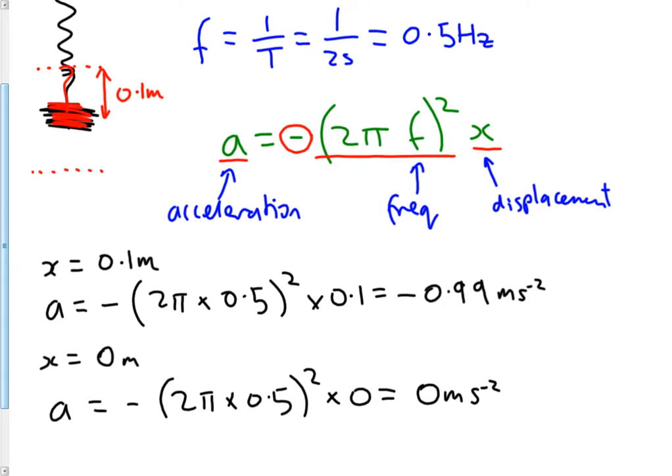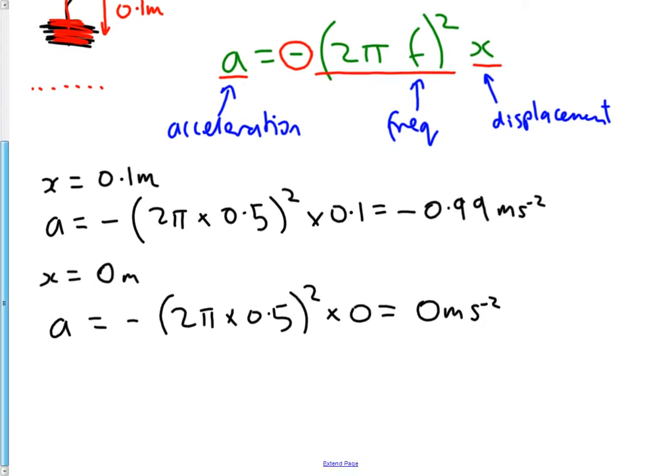So this thing's going to be released from here. It's going to go, whoops, oh dear, it's all come apart. Here we go. It's going to oscillate up and down, but when it's moving through the equilibrium position, it's not actually accelerating. Well, that makes perfect sense because it's called the equilibrium position for a reason. That's the position where it's in equilibrium and the resultant force on it is zero. Therefore, there is no acceleration.